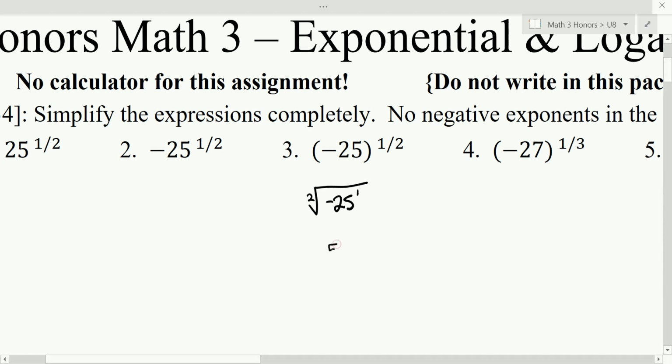5i. Okay. So square root of a negative is imaginary. That's where the i is coming from, that negative. And then the square root of 25 is 5. And we're done with 3.